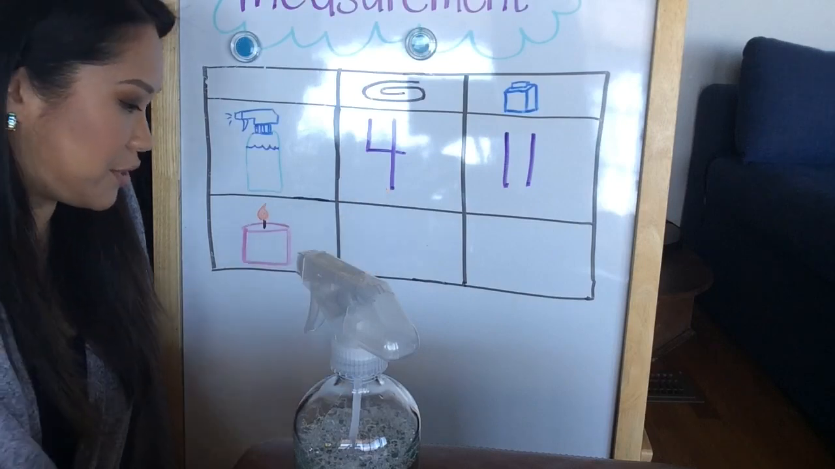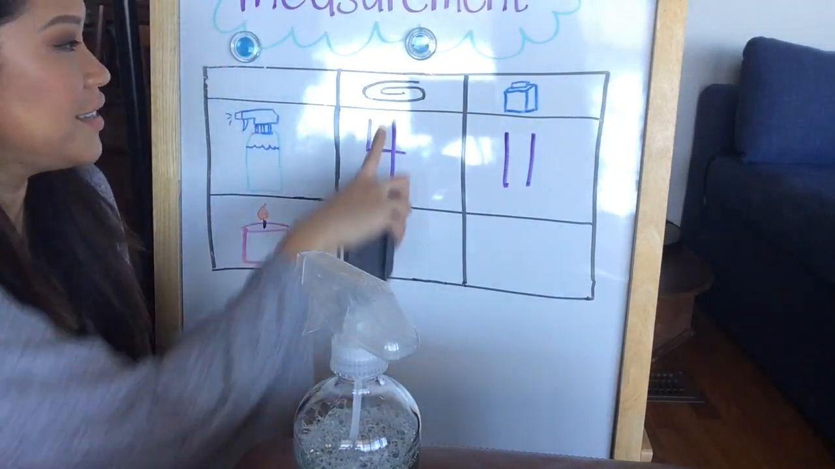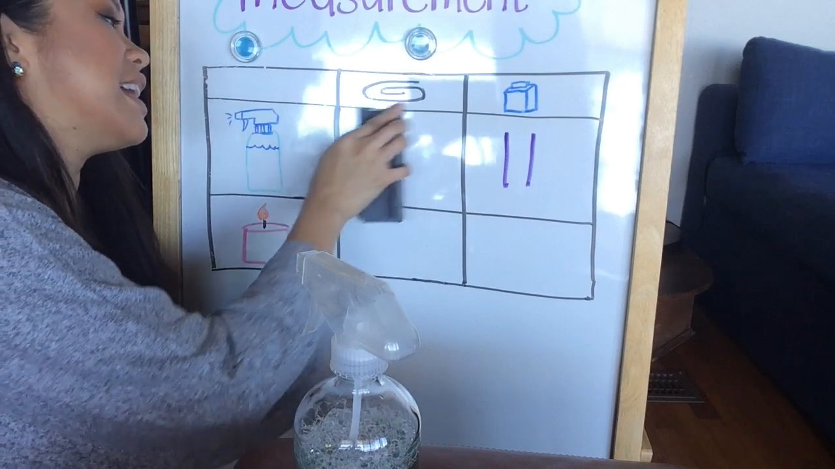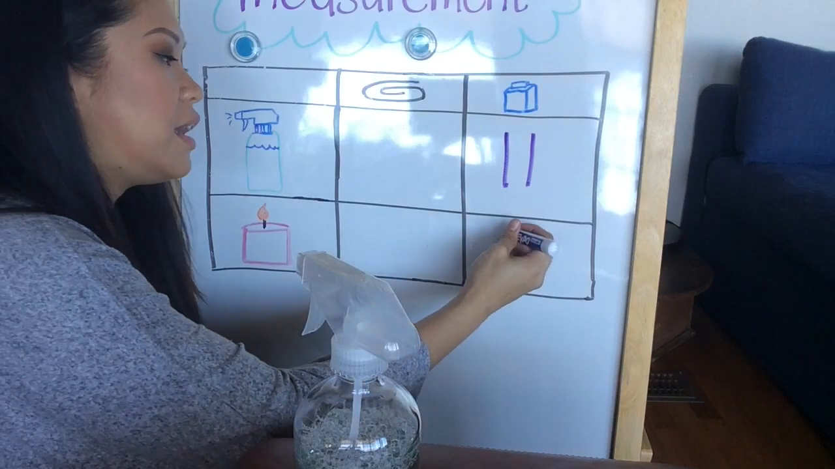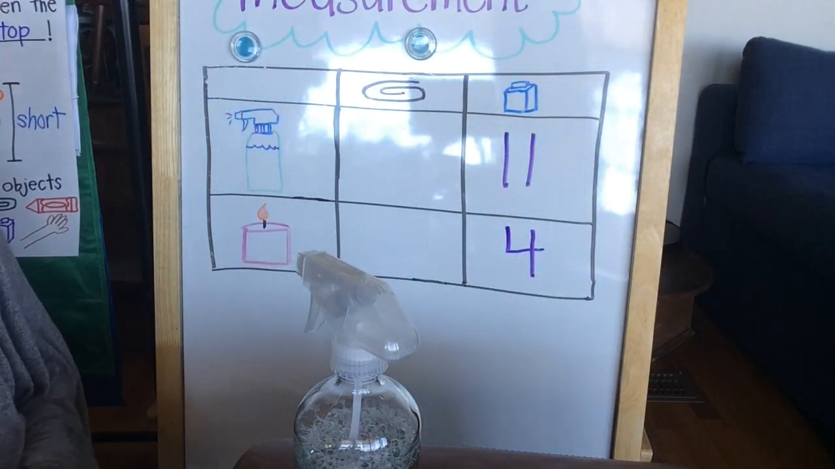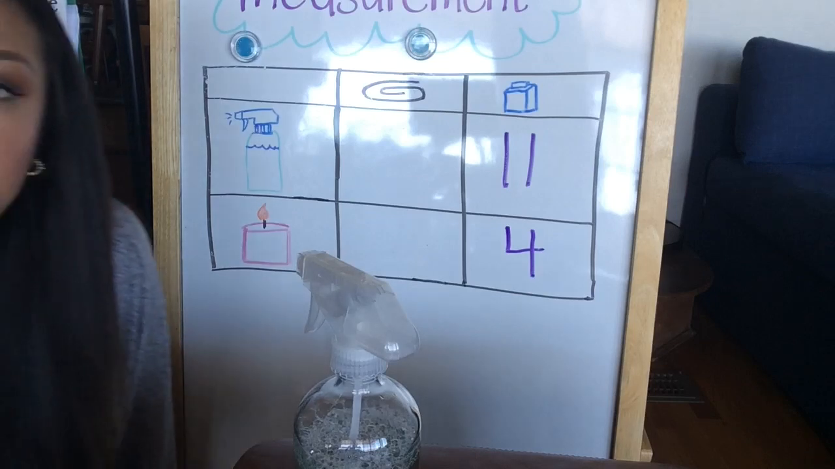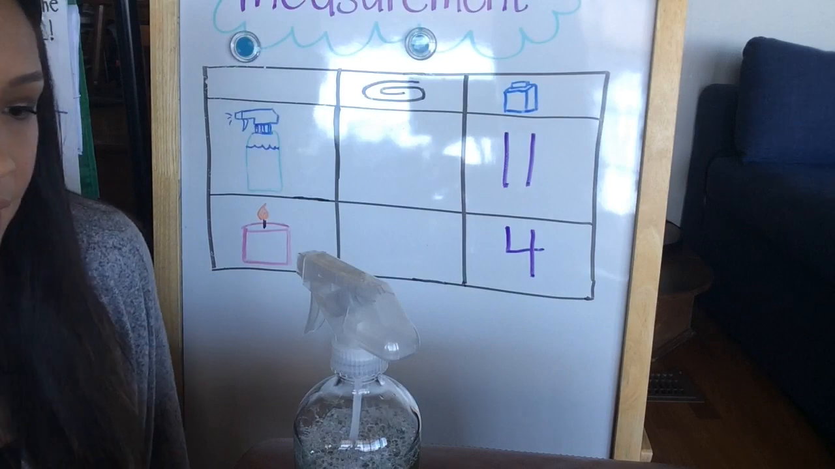That's not where the 4 should be. What did I use to measure my candle? I didn't use paper clips. I used the connecting cubes. Uh-oh. Let's erase that and write it over here. Down and across and down some more. That's how you write the number 4. Thank you for catching that, boys and girls. Miss Conception was not paying attention.